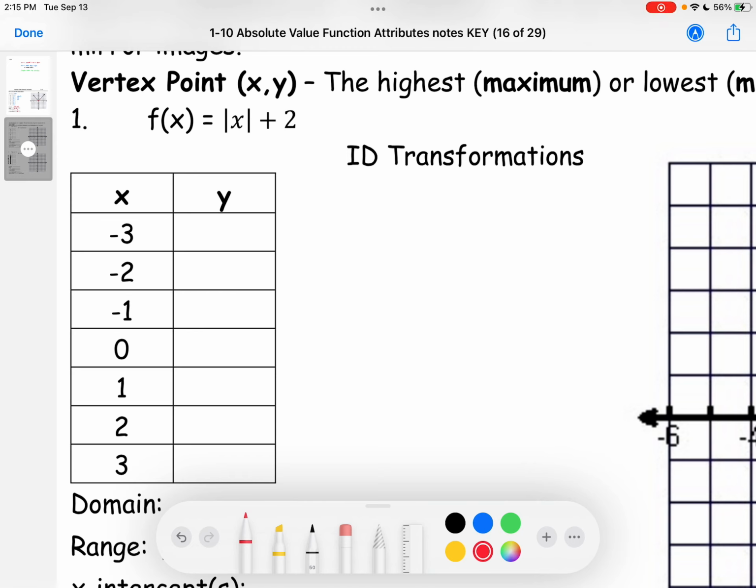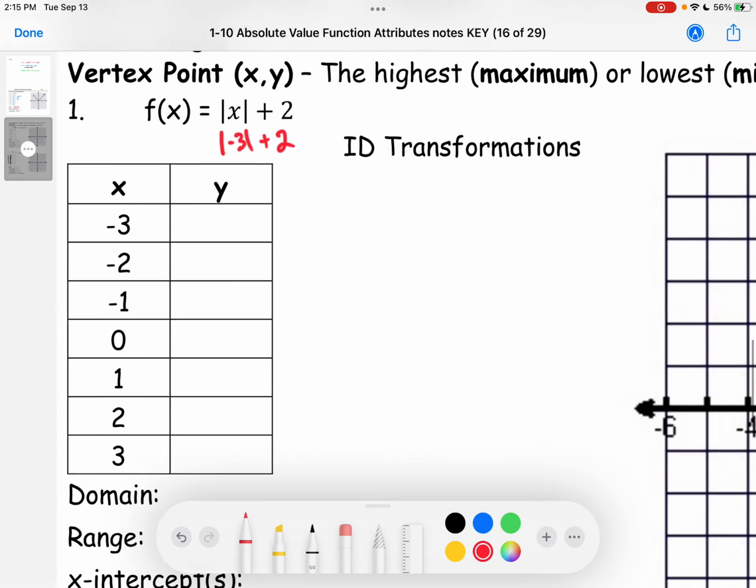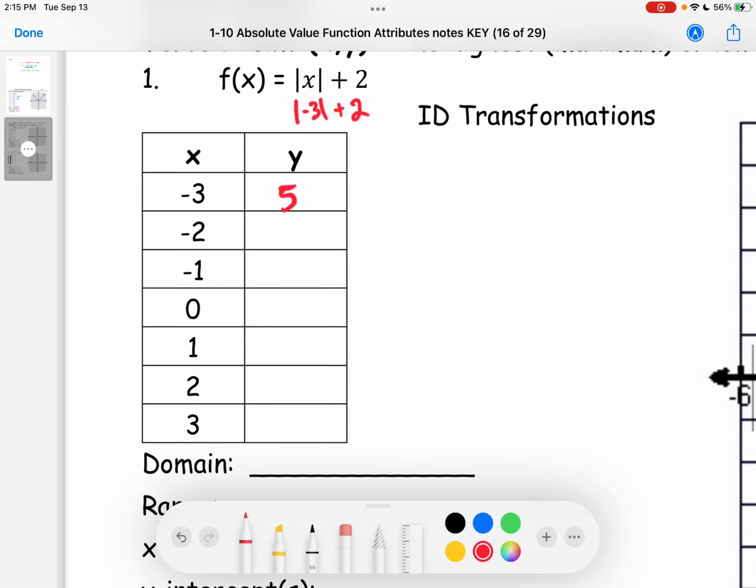So when I plug in -3 into this equation, I'm substituting -3 wherever I see x, so it becomes the absolute value of -3 plus 2. Well, the absolute value of -3 is +3. So this whole thing becomes 3 plus 2, which is 5. Now I do the same thing, going down the list. I plug in -2 right here. The absolute value of -2 is +2. So this whole thing becomes 2 plus 2, which is 4.